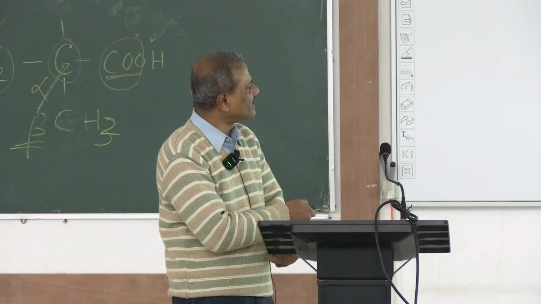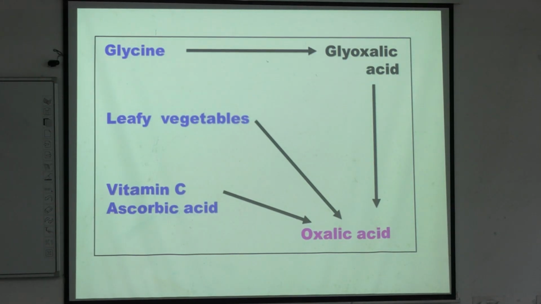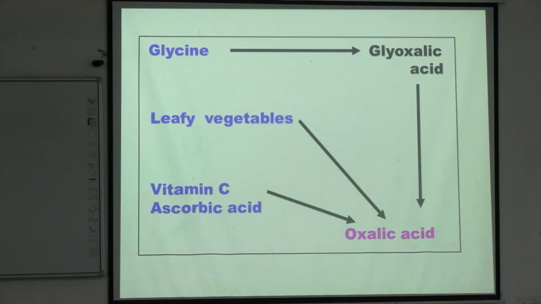So glycine goes to glyoxylate, glyoxylic acid, then to oxalic acid. Leafy vegetables, vitamin C and ascorbic acid, from there oxalic acid is produced. So those persons who are having this problem, glycinuria, we have to advise not to take these items so that they do not increase the formation of oxalic acid. That is the mechanism of oxalic acid formation in glycinuria. Glycine gets converted to glyoxylic acid, and from glyoxylic acid, oxalic acid is formed. Basically oxalate stone will form, because as I told you, it does not remain in the acid form, always in a salt form. So oxalate stone will be there.